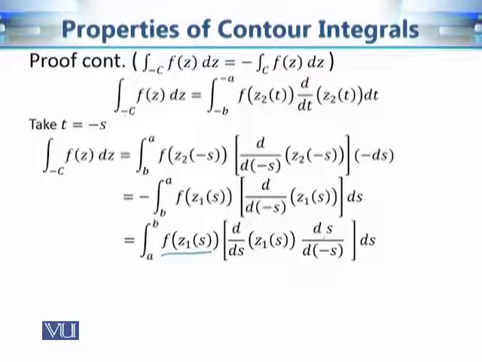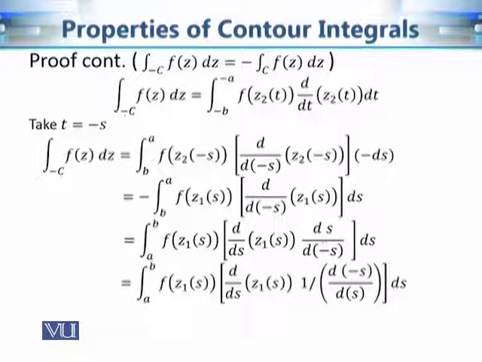This remains the same. Now we want to take the derivative of z1 of s, but with respect to the parameter minus s. This z1 is a function of s, and we want to take the derivative with respect to the parameter minus s, so obviously we will be using the chain rule. In the chain rule, we first take the derivative of z1 of s with respect to s, and then take the derivative of s with respect to minus s. Using the properties of these derivatives, this is equal to 1 over d minus s by ds, and we know that this is equal to minus 1.